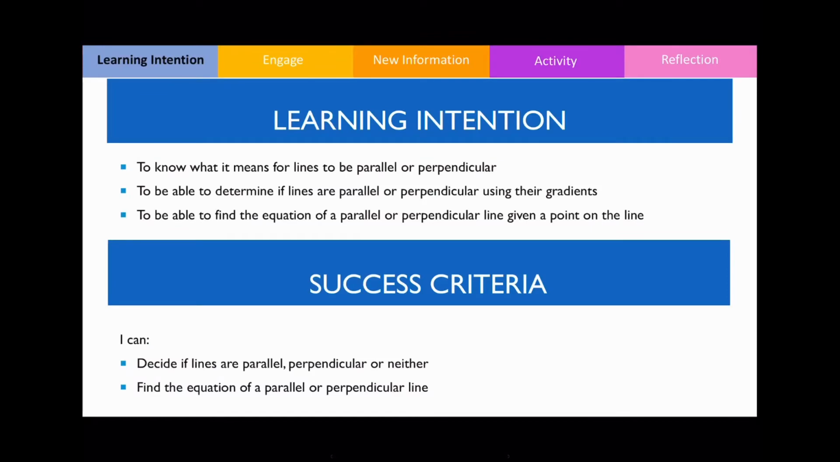The learning intention of this video is we're going to understand what it means for a line to be classified as parallel and perpendicular. We're going to be able to determine whether two lines are considered to be parallel or perpendicular using their gradients. And lastly, we're going to be able to find the equation of a parallel as well as a perpendicular line given a point along the actual line itself.